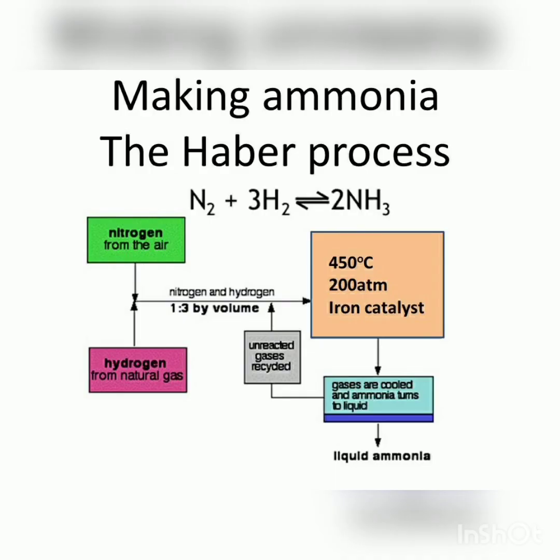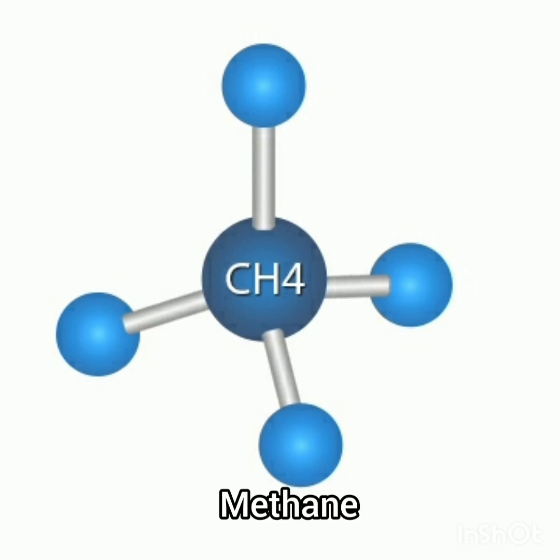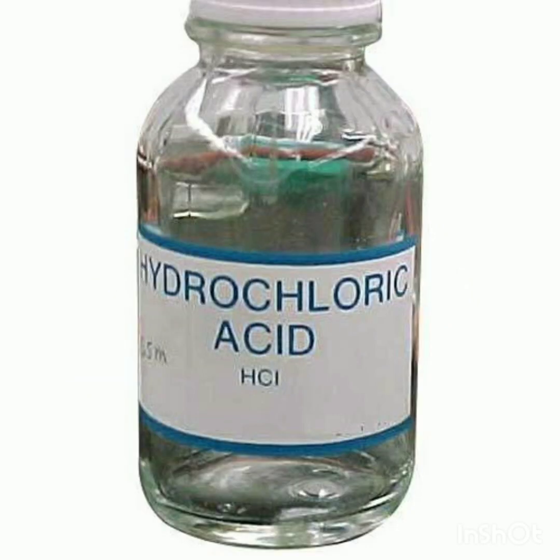Hydrogen is used in the manufacture of different chemicals. In the manufacture of ammonia, hydrogen is used in the Haber's process. Hydrogen is also used to prepare methane, that is CH4. Hydrogen is also used in the manufacture of the very common acid, hydrochloric acid, HCl.